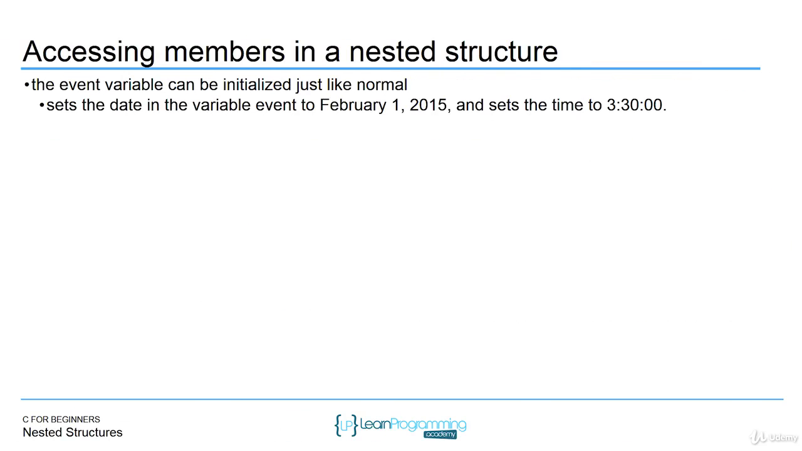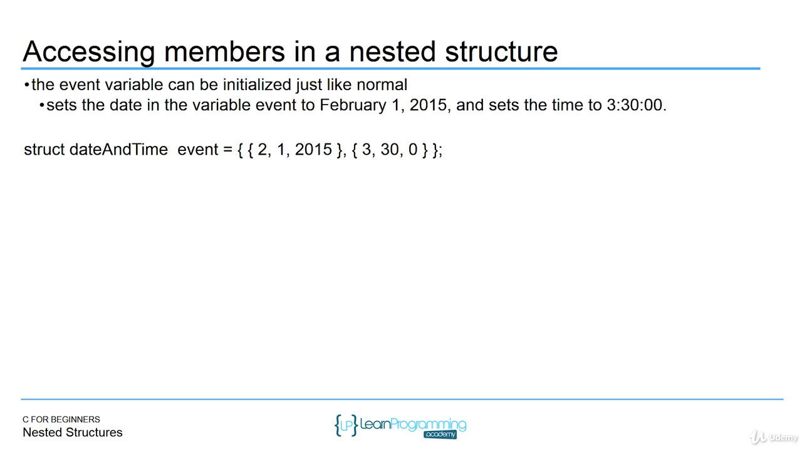Very straightforward. The event variable can be initialized just like normal structures. If you want to set the date in the variable event to February 4th, 2015 and the time to 3:30, you would say struct date and time event. You would create it just like normal, and then you'd have those curly braces to specify the different struct's initialization members. So in the first curly braces, we're going to initialize the date. We're going to initialize the month to 2, February, the day to 1, and the year to 2015. And then we end the curly braces and we put a comma after those curly braces. And then the second, which looks kind of like a multidimensional array initialization, we say the time is going to be equal to 3:30 with 0.